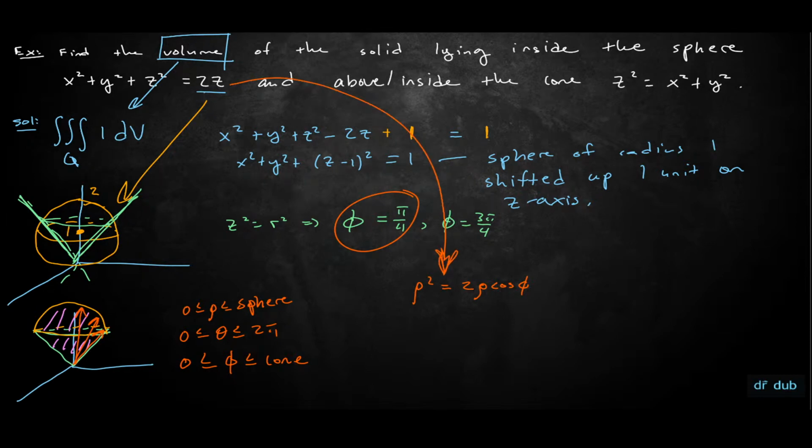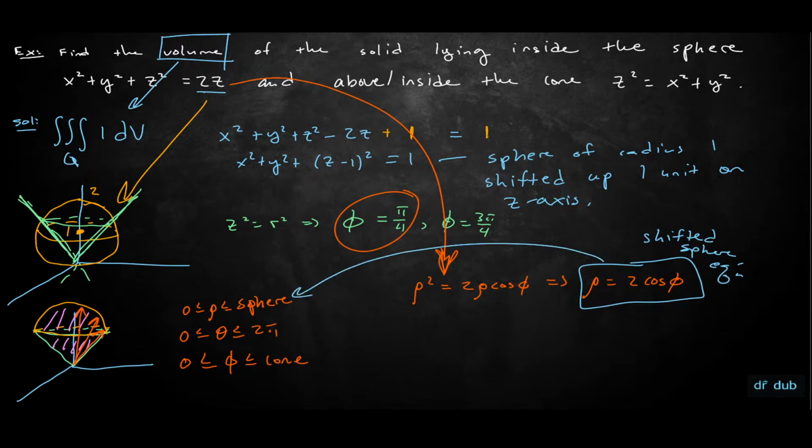If I rewrite the sphere equation in spherical coordinates, the left side, x squared plus y squared plus z squared, is rho squared. The right side is 2z. Well, that's 2 rho cosine phi. So then I can rewrite the sphere equation as rho equals 2 cosine phi. And that's our shifted sphere in spherical coordinates. So that's going to be the upper bound for rho.